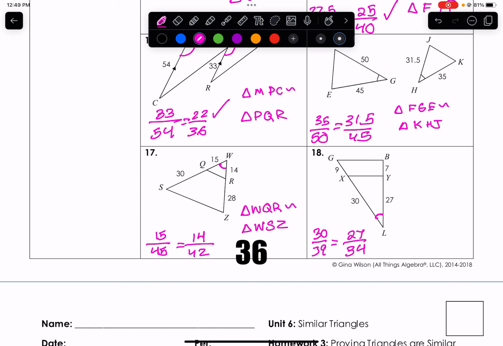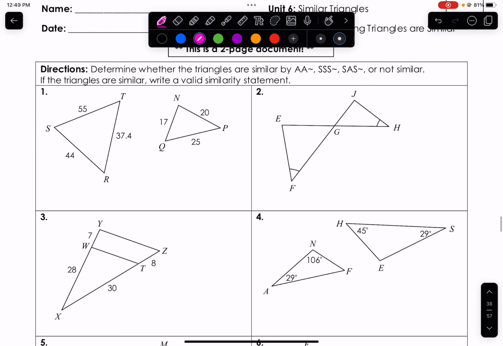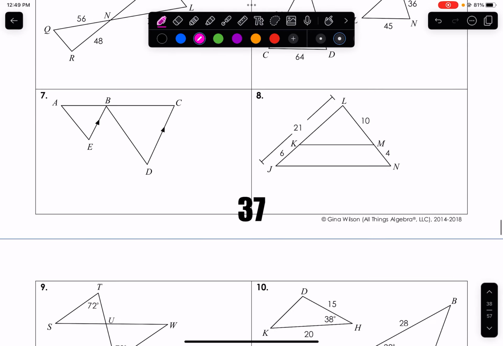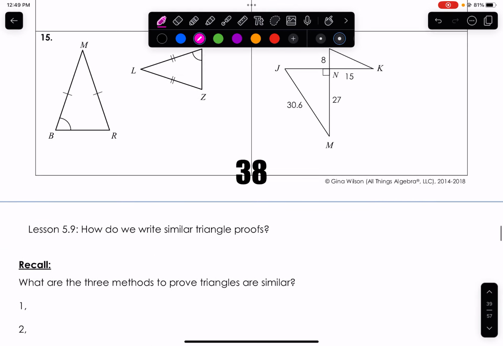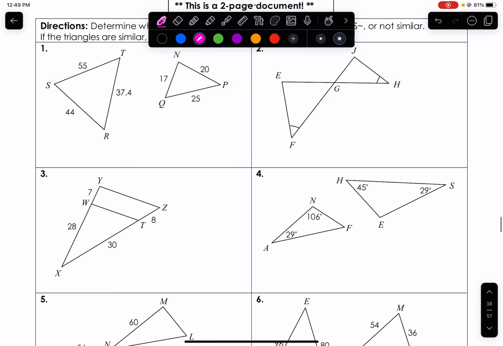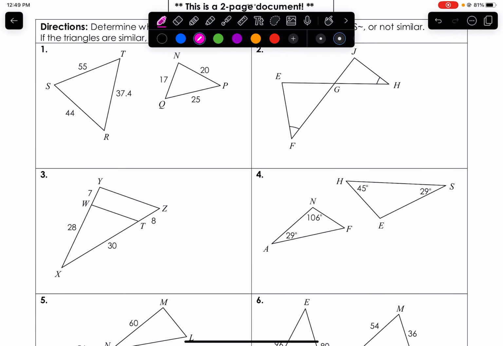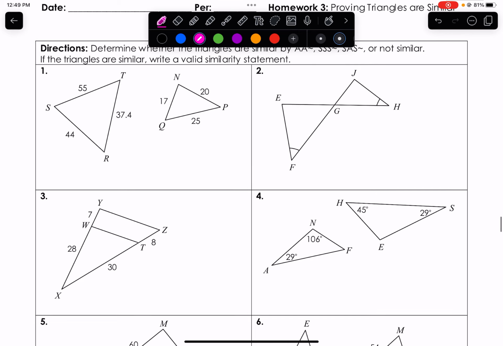These are not the same, so they are not similar. So your homework now is not telling you which statement, which sort of criteria you need to match. So you have to look at the information that it gives you and match it up there. So here, for example, 25 over 55 would have to be equal to 20 over 44, which would have to be equal to 17 over 37.4.